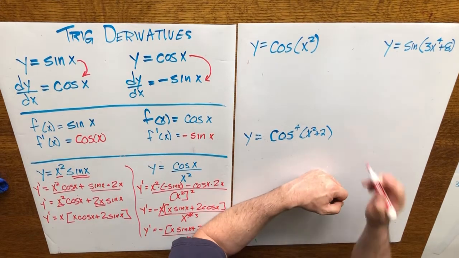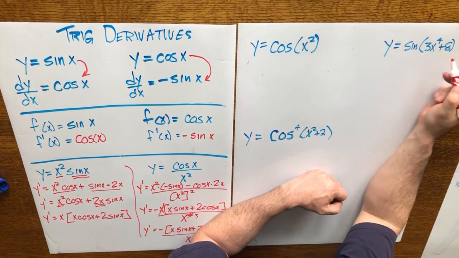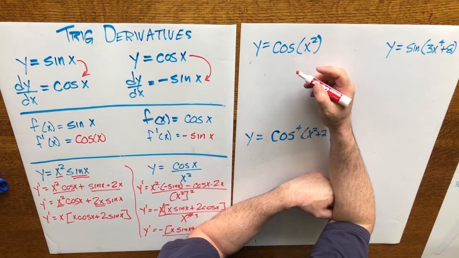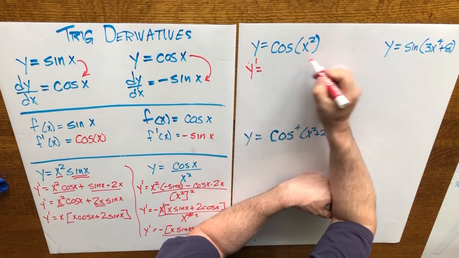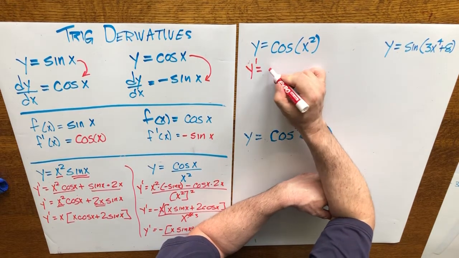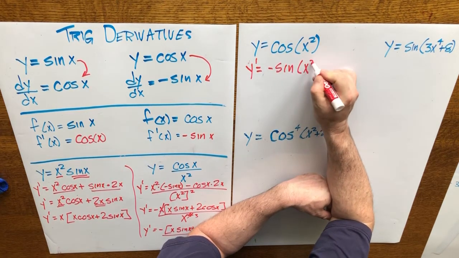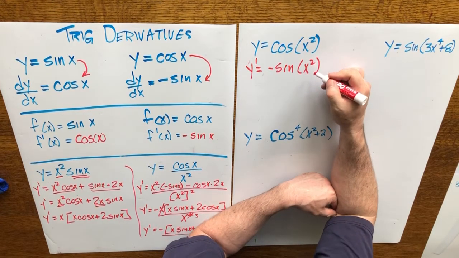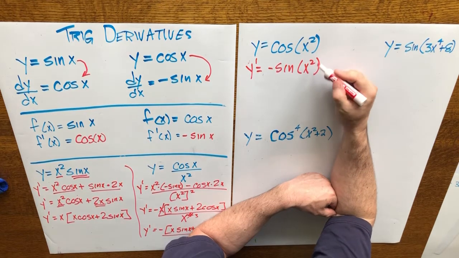Here are some examples where the argument isn't just x, it's x squared, 3x to the fourth plus 8, and so on. So we're going to work at this one like a chain rule question. y prime equals the derivative of cosine x. Well, the derivative of cosine is minus sine. And you'll notice that the argument in the question is the argument in the answer, unless we use identities. But here's the important trick now: we have to multiply it by the derivative of the argument.